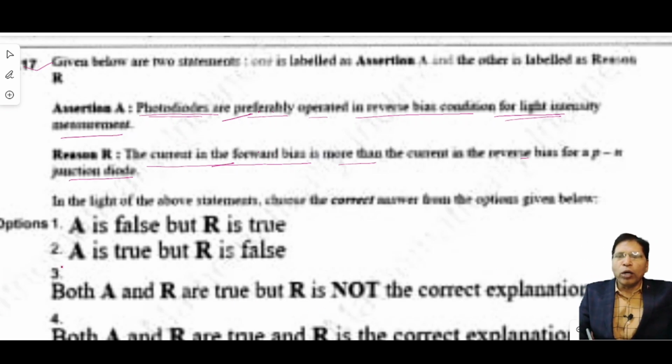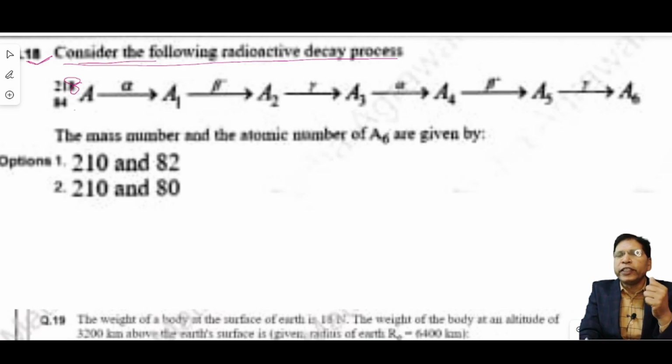So look at this, option C is correct. Okay, question number 18. Consider the following radioactive decay process. Alpha decay from 218 with atomic number 84. So look at this. This becomes 214.